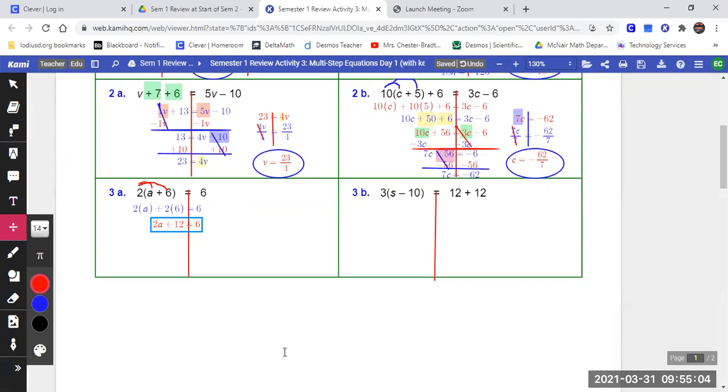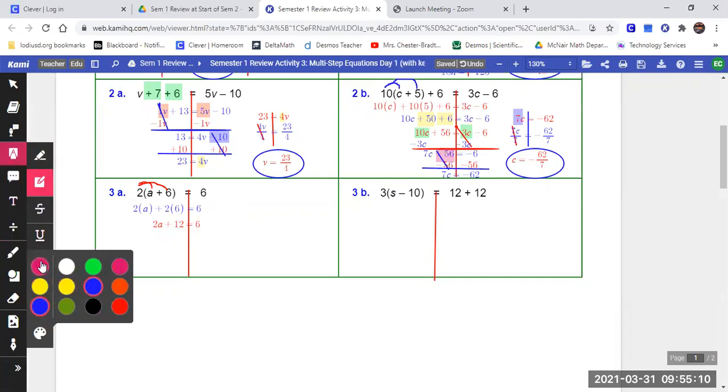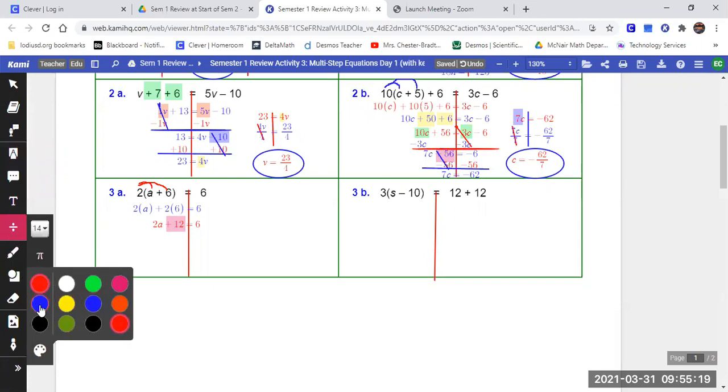No. So now we're getting going. We're big zeroing and big oneing. Do we see addition and subtraction? Yes, there's an add 12. So we have to big zero that 12 out of there. What are we going to do? Subtract 12 from both sides.